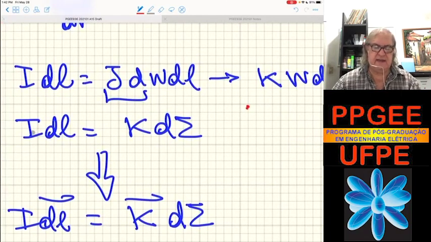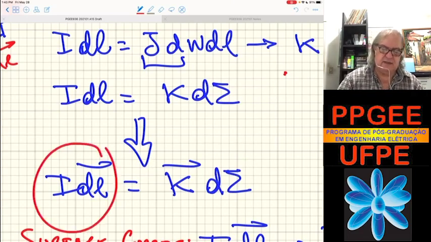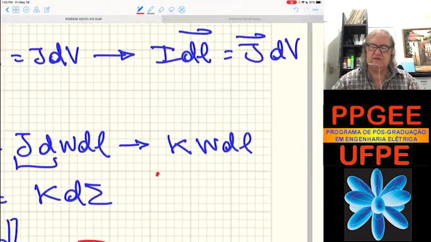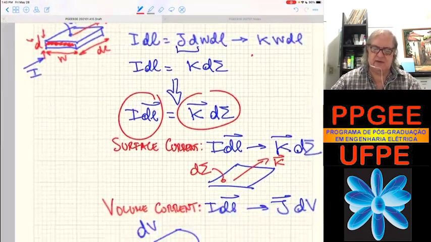So it's the same as making IDL equal to K d sigma, and we put the vector nature on the current density. So for surface currents, we make the replacement of IDL by K d sigma. Instead of a line integral, we have a surface integral. If you go to the volume, instead of a line integral, you go to a volume integral. So you can generalize all the formulas. Okay. So in summary, that's what we have.